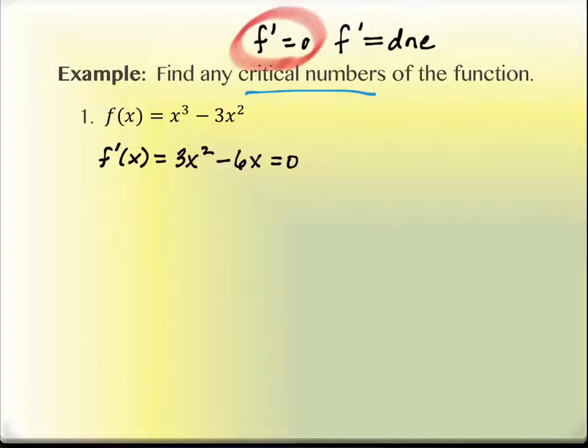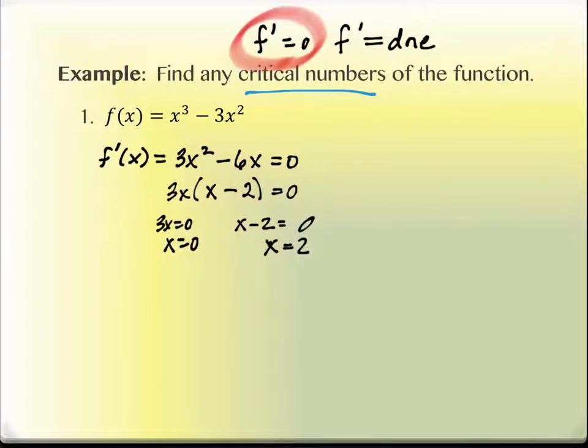So taking a look at this, what common factors do each of these terms have? A 3x, you bet. So if I take out 3x from 3x squared, I'm left with x. And if I take a 3x out of negative 6x, I'm left with negative 2. And then each piece gets set equal to 0 and solved. So x is equal to 0, and x is equal to 2. There are 2 locations where I may have a max and or a min. That's what I just found out.